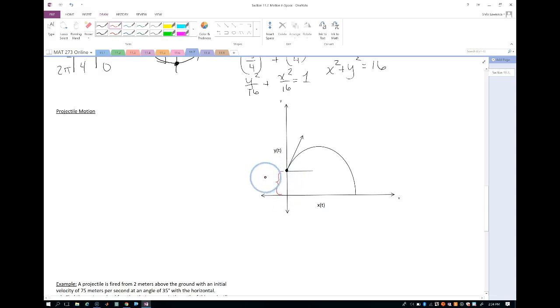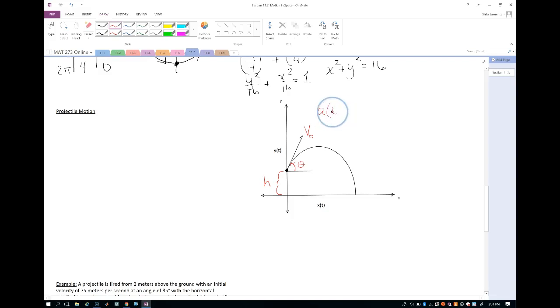So our projectile may start at initial height h, and then that arrow represents our initial velocity, and then that velocity is usually applied at a specific angle theta with the horizontal. The other thing that we know at the beginning of this problem is that the only thing that is acting upon this projectile once we shoot it is acceleration.